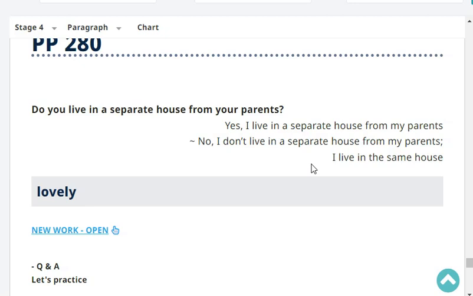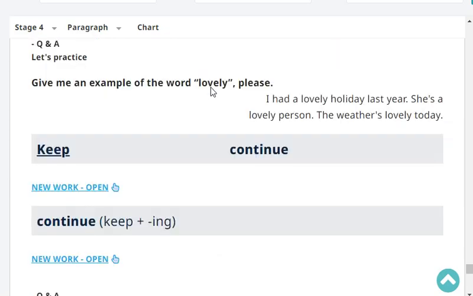Do you live in a separate house from your parents? Yes or no? No, I don't live in a separate house from my parents. I live in the same house. Very good. Give me an example of the word lovely, please. I had a lovely holiday last year. She's a lovely person.